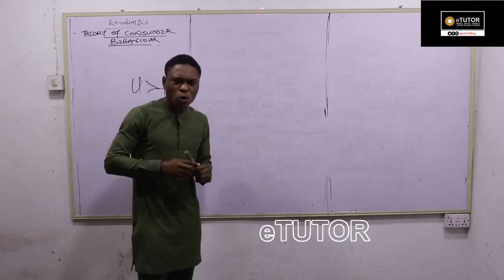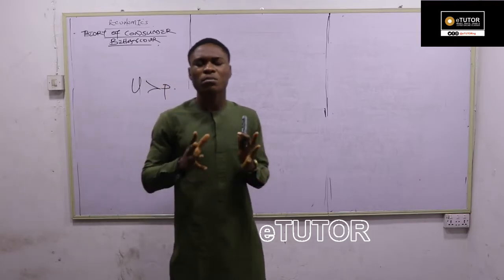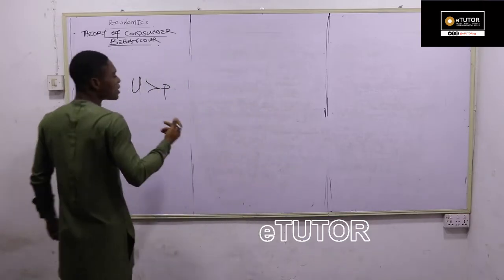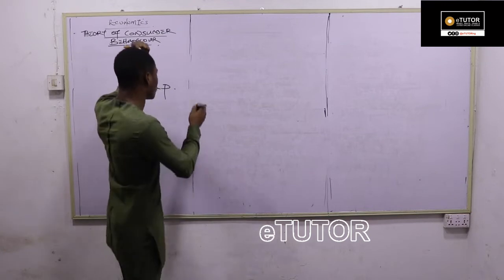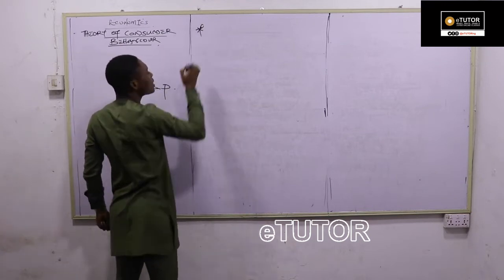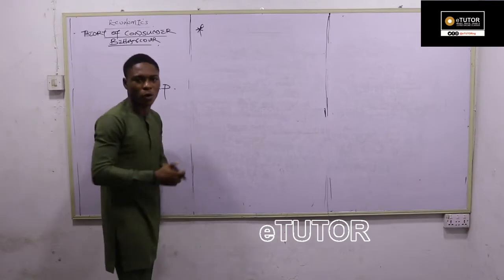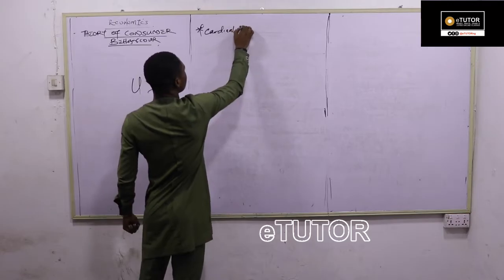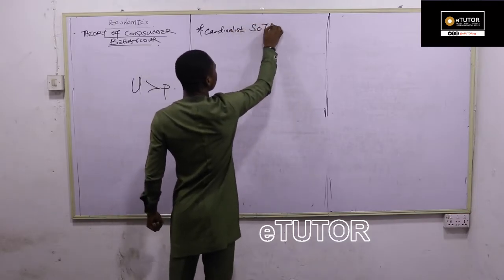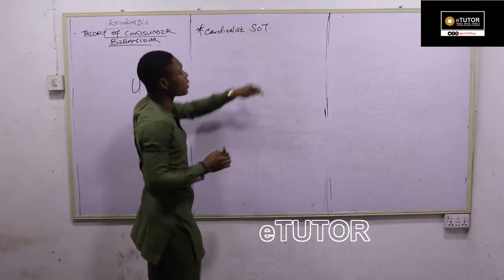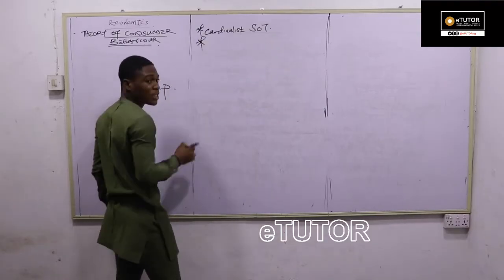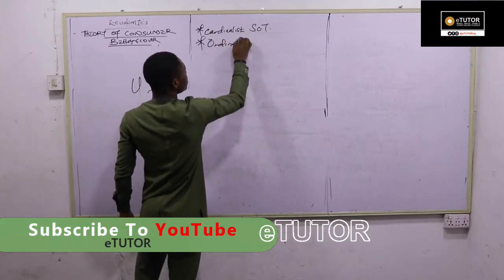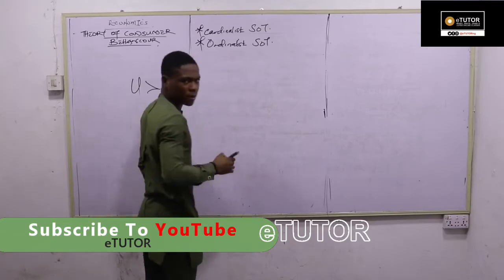Are you getting it now? Under this theory of consumer behavior, we are going to look at two things. We call it the utility approach. What are the two utility approaches? The first utility approach belongs to a particular school of thought, which we call the cardinal school of thought. The second utility approach or concept is called the ordinalist school of thought. Are you getting me?